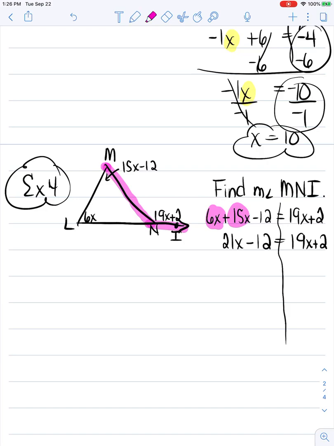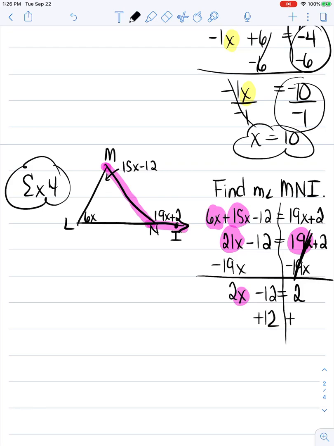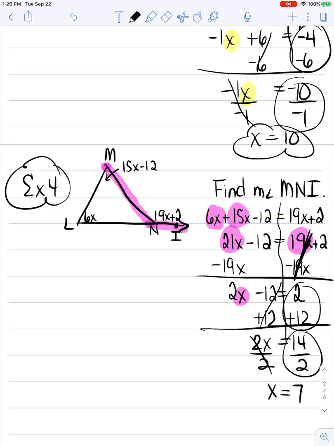Now I want to start isolating the variable. So first, by doing opposites, I want to add or subtract, and I'm going to start with my letters. So I'm going to subtract 19x from both sides. So 21x minus 19x is 2x minus 12 equals, that cancels, 2. I still need to work on isolating that variable. Still adding or subtracting, so I want to add 12 first. So I've got 2x equals, 2 plus 12 is 14. Divide both sides by 2, so x equals, 14 divided by 2 is 7.